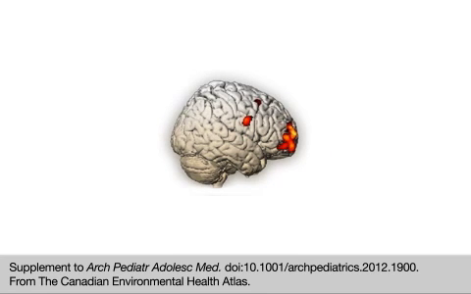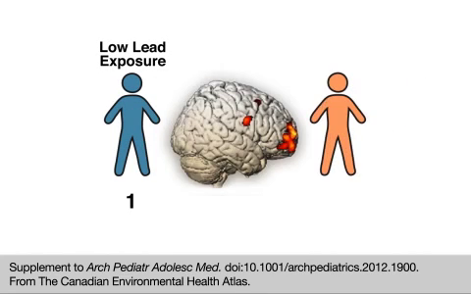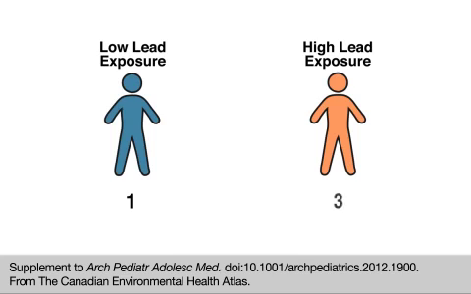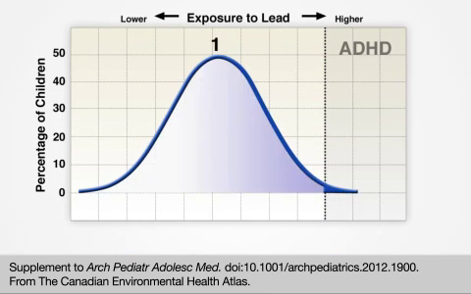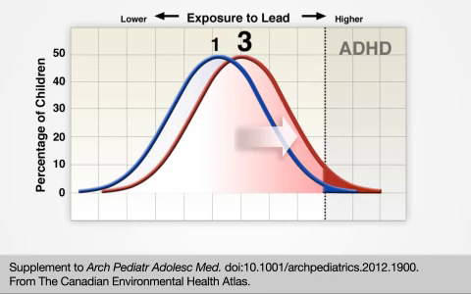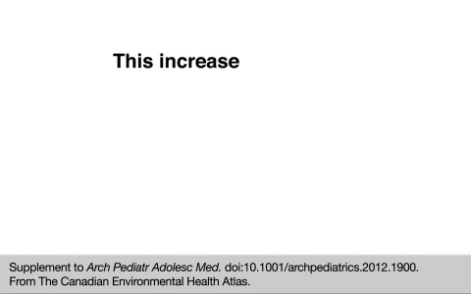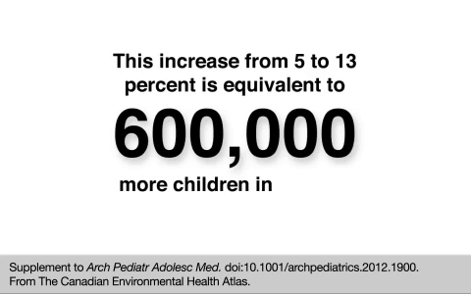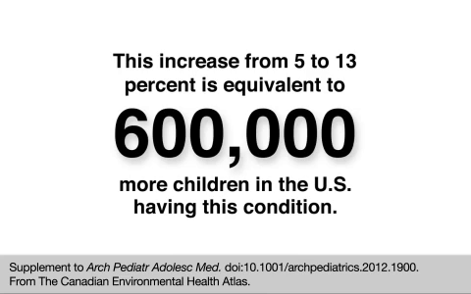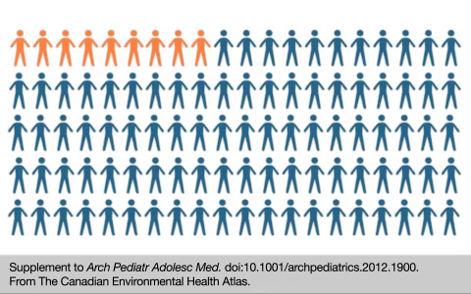A child who has lower lead exposure typically exhibits one ADHD symptom. In contrast, a child who has higher lead exposure exhibits 3 symptoms. This shift in ADHD symptoms is subtle for an individual child, but it results in a large increase in the percent of children who meet the threshold for ADHD. This increase, from 5 to 13%, is equivalent to 600,000 more children in the United States having this condition. This shows how a small increase in lead exposure shifts the curve and results in a large increase in the percent of children with ADHD.